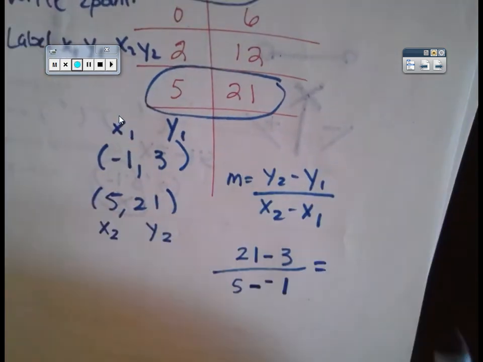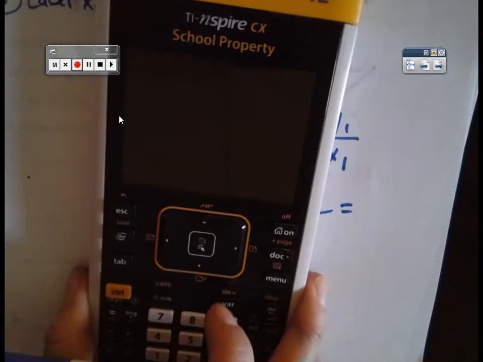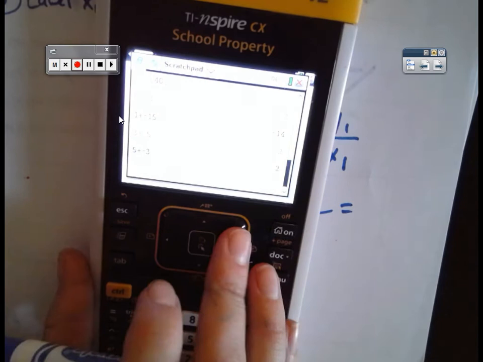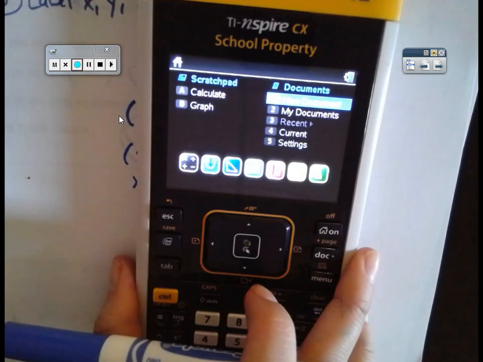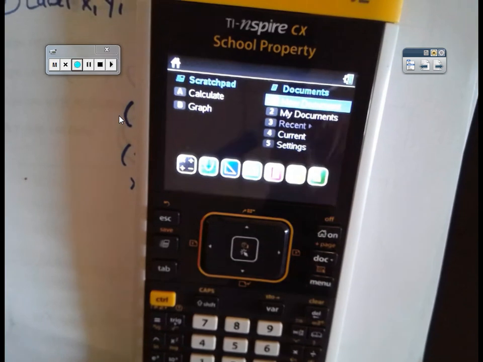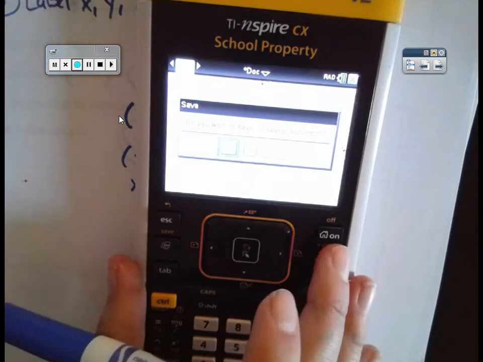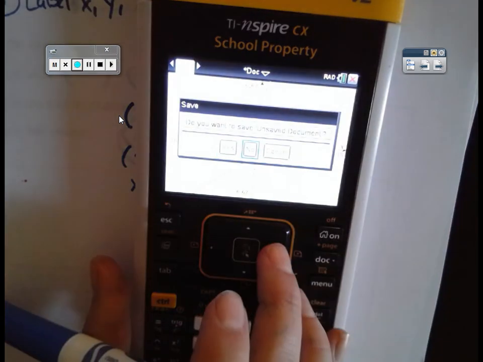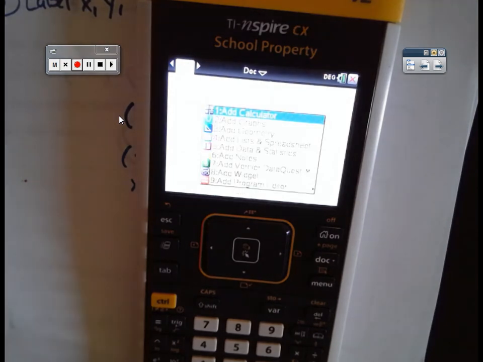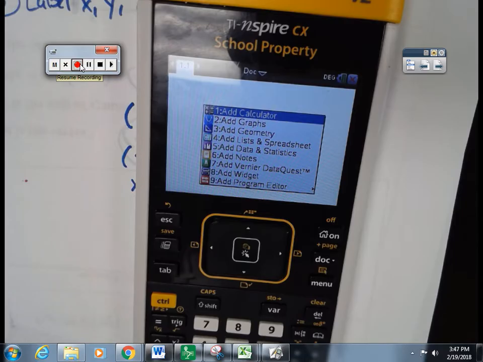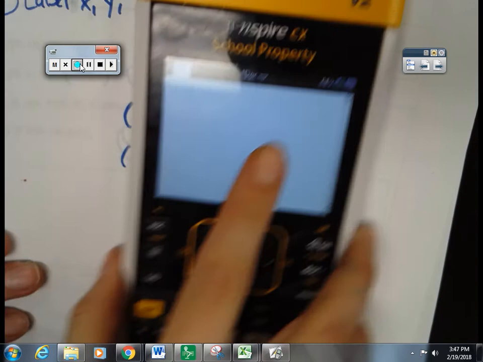Now, I'm going to put that in my calculator. Let me show you how I'm going to put that in my calculator. So I'm going to go to New Document. I don't recommend using Sketchpad. I recommend going to a New Document. I'm going to try to focus it, but it doesn't do the best job. Alright, New Document. Do you want to save? No, thank you. And I'm going to add a calculator. Now, in the calculator, I'm going to type this exactly.